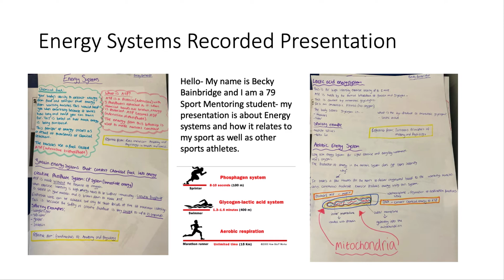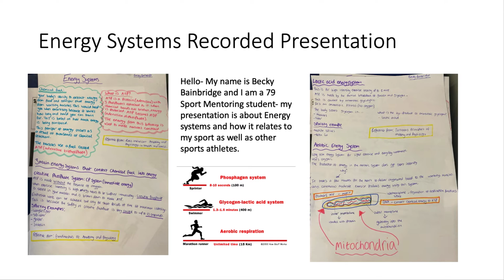So you would say, energy systems for sport. For example, hello, my name is Becky Bainbridge and I'm a 79 sports mentoring student. My presentation is about energy systems and how it relates to my sport as well as other sports athletes. You might want to start off by saying things like, defining the energy systems. So it clearly states here that Becky's going to talk about the main energy systems.